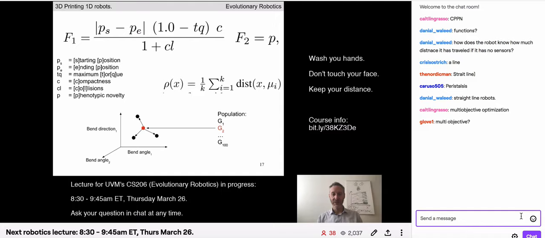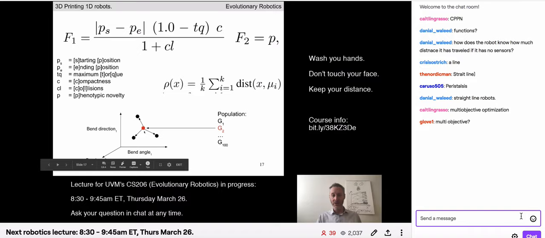We can then compute the phenotypic novelty of P2 here by looking at its k nearest neighbors. Here's the k over here. In this cartoon, we have k equals 3. We're looking at three other folded 1D robots, and obviously they occupy different positions in this 98-dimensional space. And we can then simply take the distance between x, which in our example here is P2, and the other robots. So the three black arrows that you see here represent the three distances between the robot we're interested in and its k equals 3 neighbors.